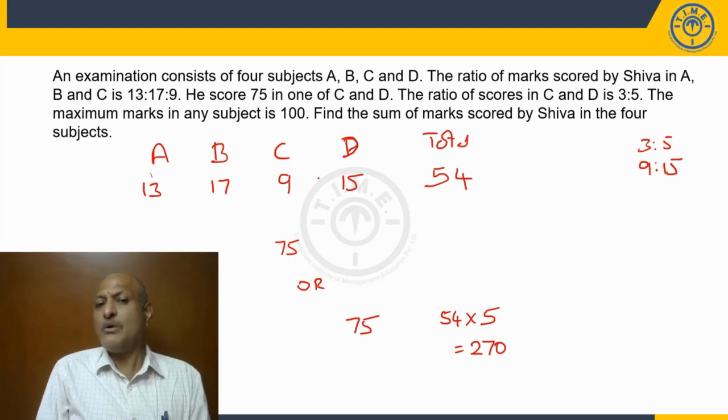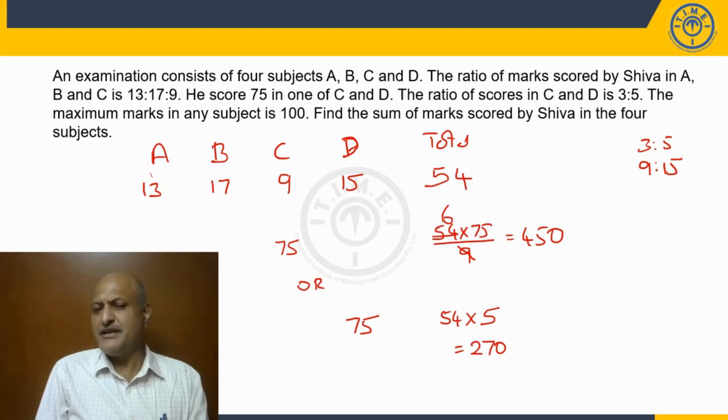Now, if he is scoring 75 in C, what would be his total score? It will be equal to 54 into 75 divided by 9. Let's calculate this. 6 9s is 54, so 75 into 6. We can write 6 as 2 into 3. 75 into 2 is 150, and into 3 will be equal to 450.